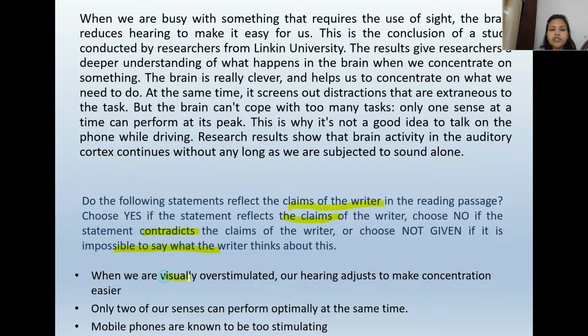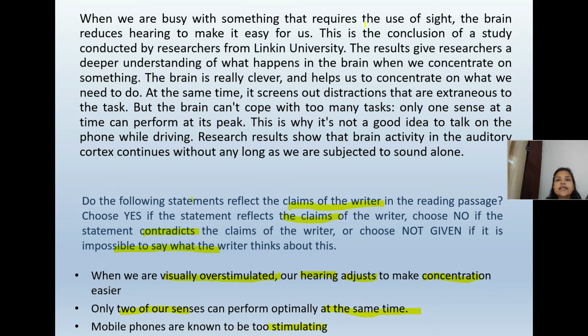When we are visually overstimulated, our hearing adjusts to make concentration easier. Only two of our senses can perform optimally at the same time. Mobile phones are known to be too stimulating. It is talking about mobile phones. So let's read. When we are busy with something that requires the use of sight, the brain reduces hearing to make it easy for you.